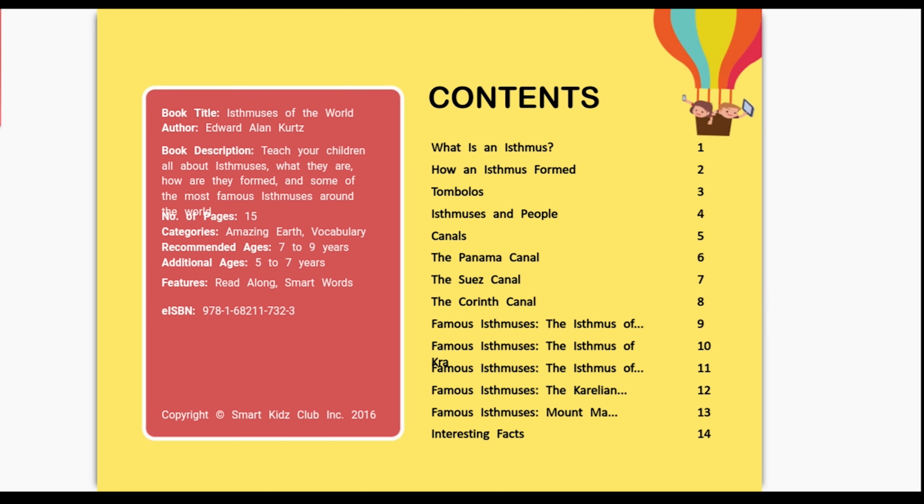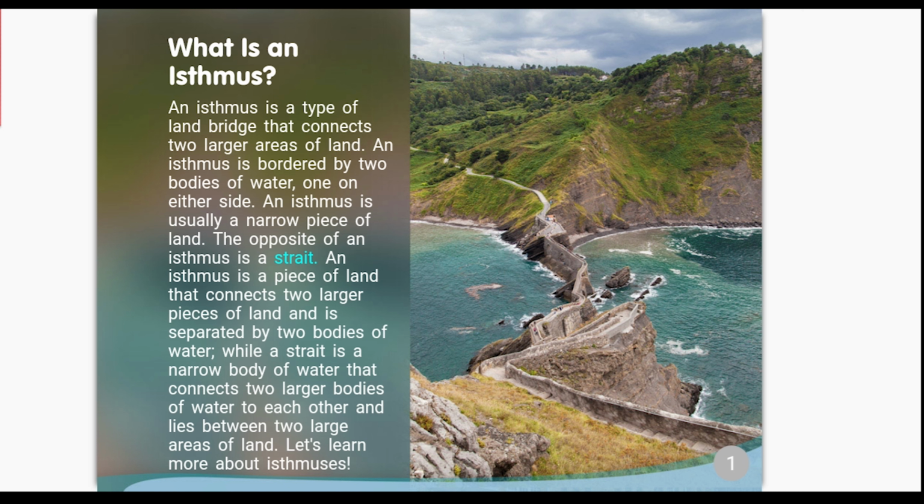Contents at a glance. What is an isthmus? An isthmus is a type of land bridge that connects two larger areas of land. An isthmus is bordered by two bodies of water, one on either side. An isthmus is usually a narrow piece of land. The opposite of an isthmus is a strait.